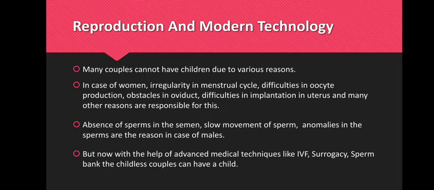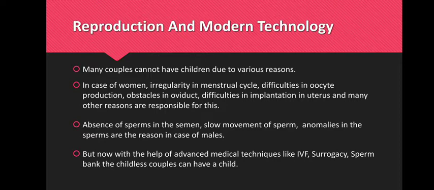Many couples have problems of conceiving, right? Because of various reasons. If we see in women, the reasons are irregularity in the menstrual cycle, difficulties in oocyte production, that is, the egg cell is not produced properly, or their oviducts are blocked, which makes it difficult for the sperms or ovum to move and fertilize. Then difficulties in implantation of the embryo in the uterus, or many other reasons.